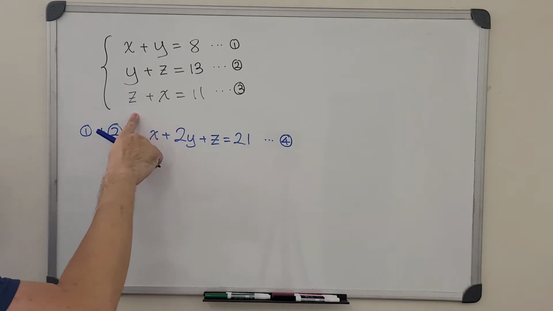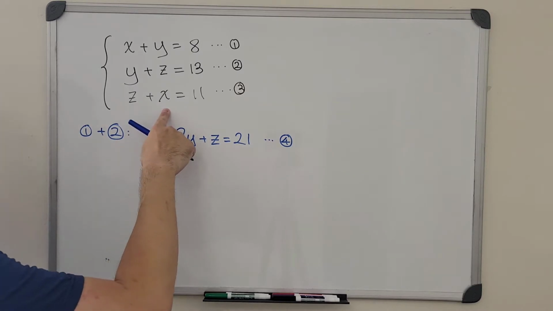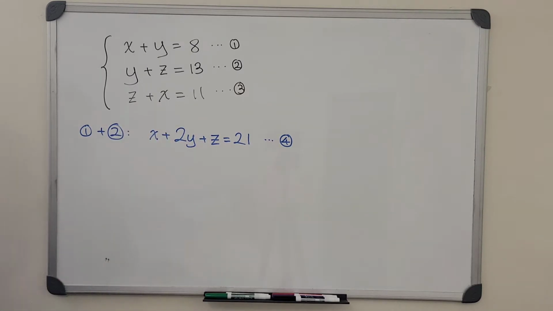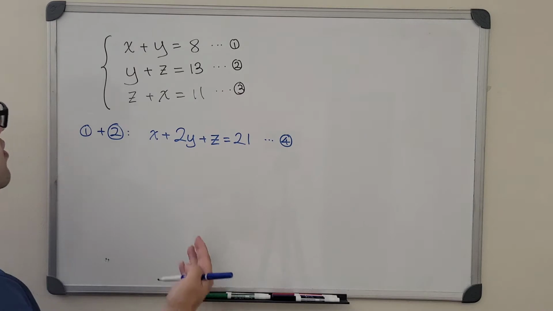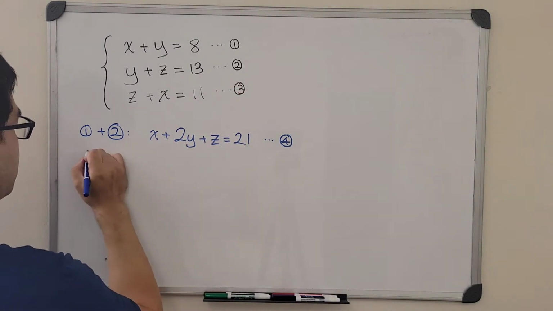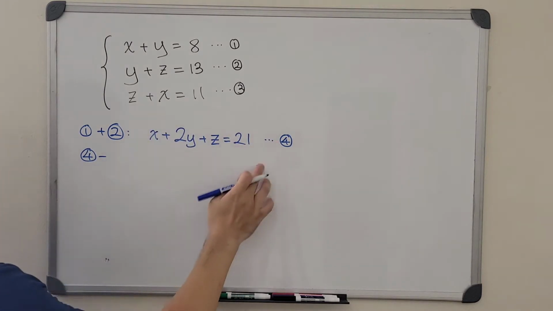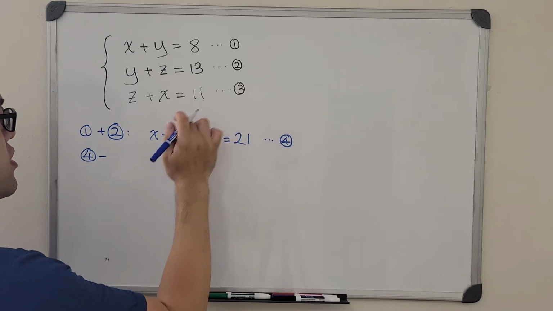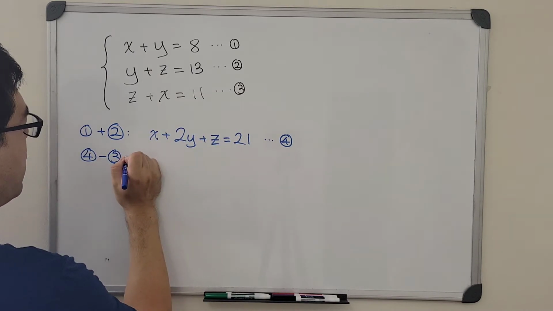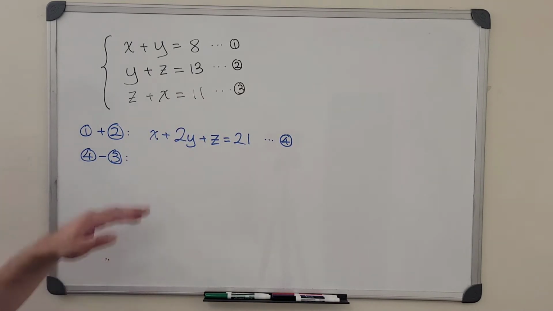In equation 3, we have z plus x on the left-hand side, which is the same as x plus z. So what can we do? Of course, we can just do the elimination by taking the newest equation, equation 4, minus the third equation, which is the original given equation that I haven't used yet.